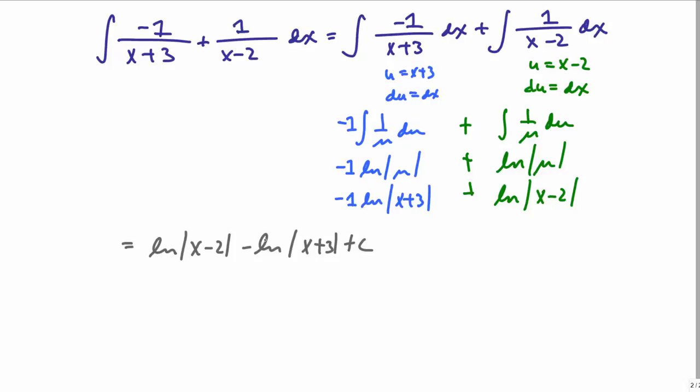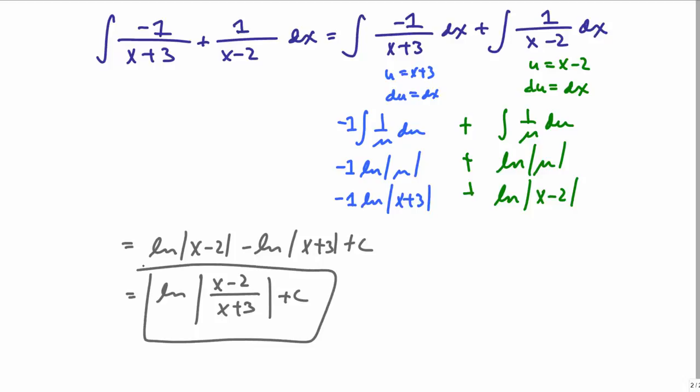But remember, the difference of the logs is equal to a rewrite of the quotient of the log. So this would be equal to the natural log absolute value of x minus 2 over x plus 3 plus c. And we want to simplify these as much as possible. And so this would be my correct solution. That would be how I could integrate that expression up above.